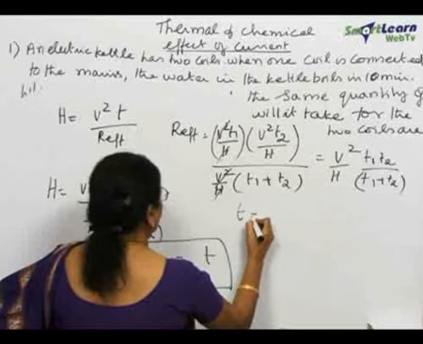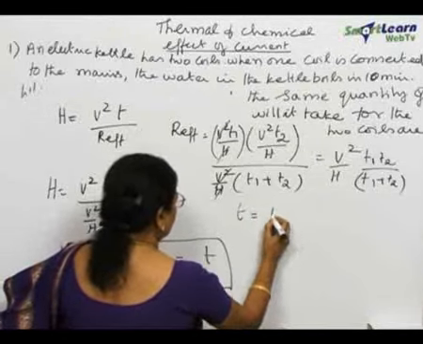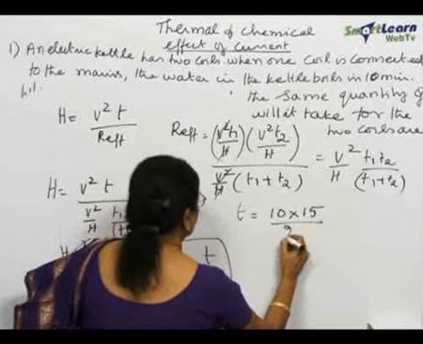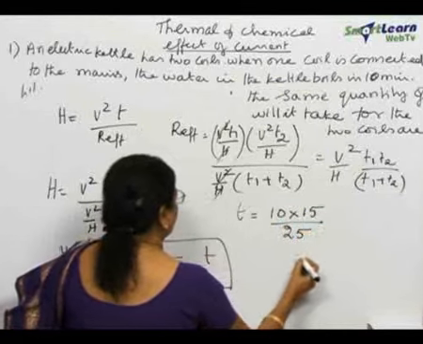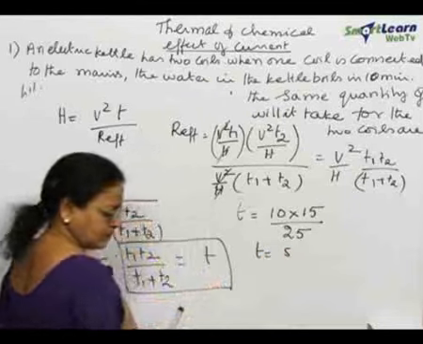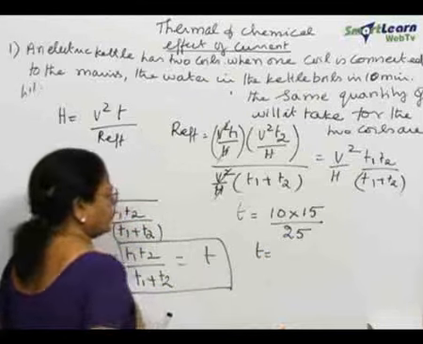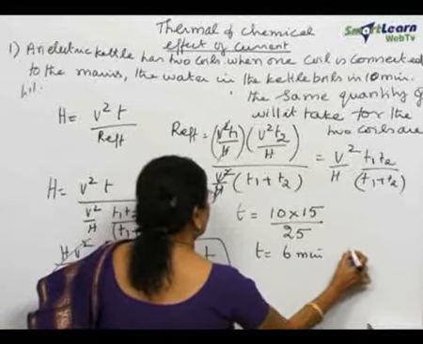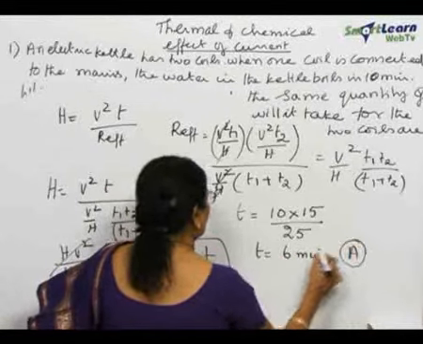Now, let us substitute the numbers. T1 is 10 minutes, T2 is 15 minutes, the sum is 25. So, T equal to 6 minutes. Answer: option A.